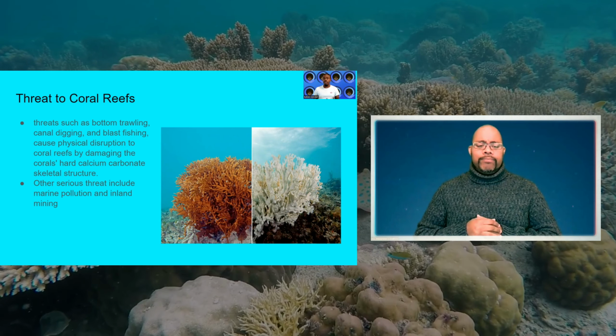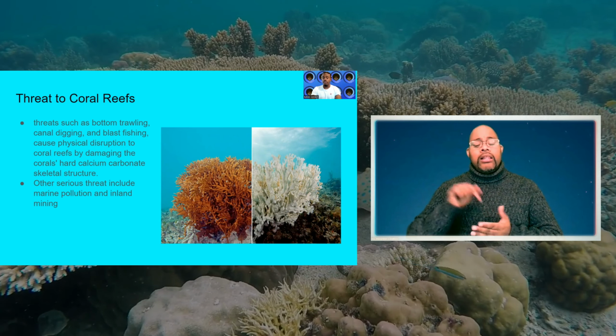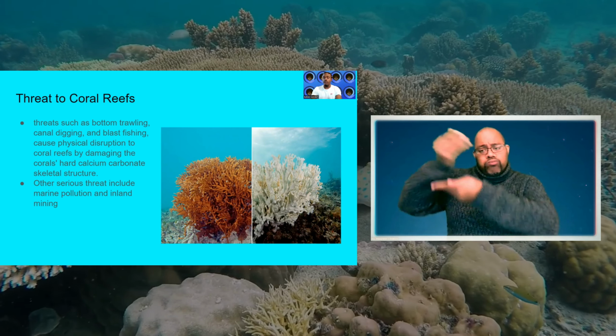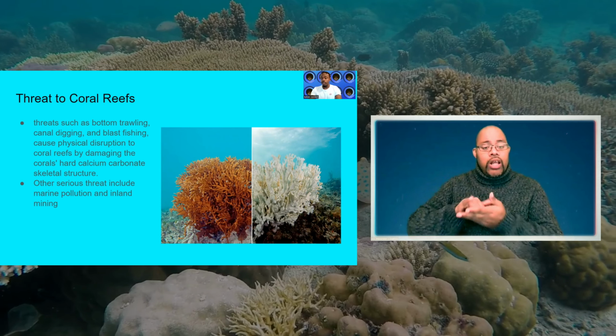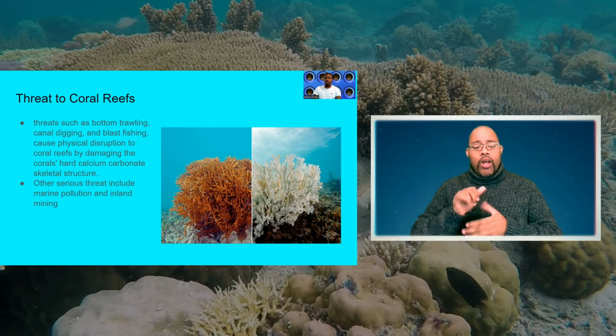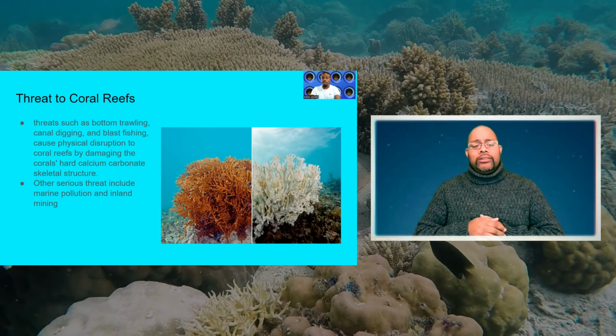Now, zooxanthellae are important to the corals because they help provide the coral food via photosynthesis. And as the oceans become warmer beyond their temperature range, which is 4 to 5 degrees Celsius, this causes them to expel the zooxanthellae, which causes them to bleach.